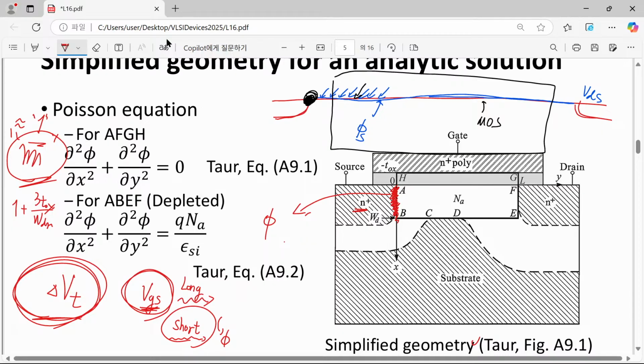And how about this EF line? This line is also attached to the drain, and the potential corresponds to the drain potential, not the channel one.